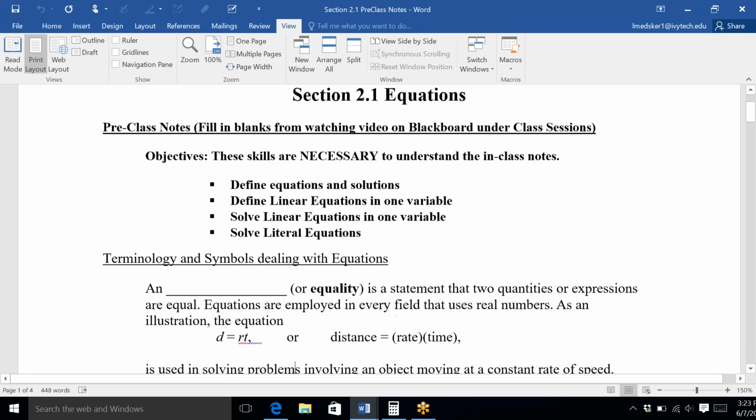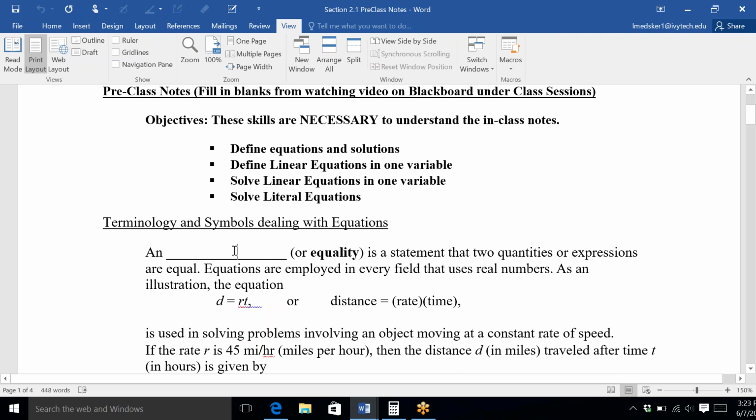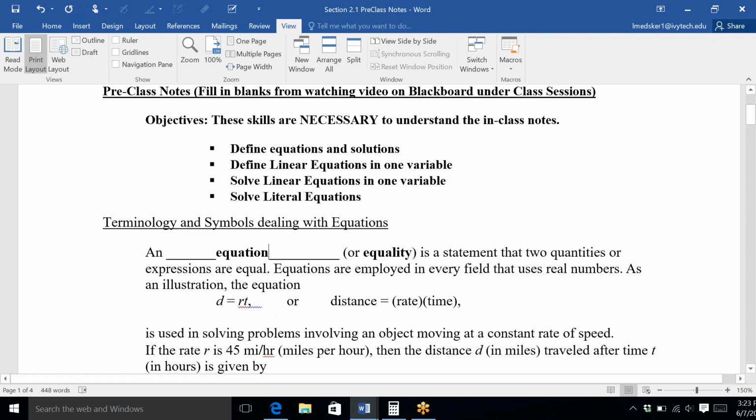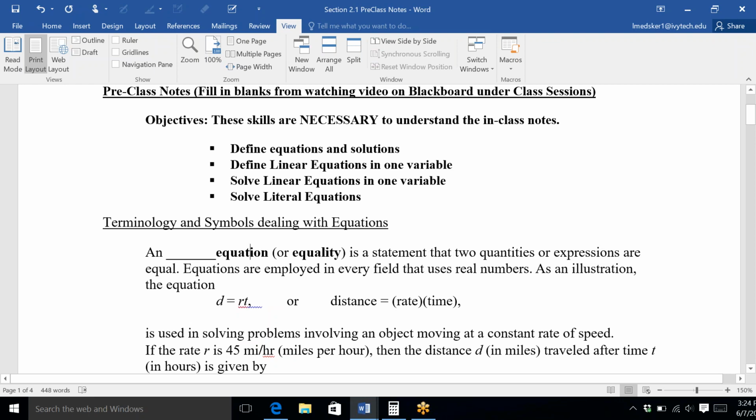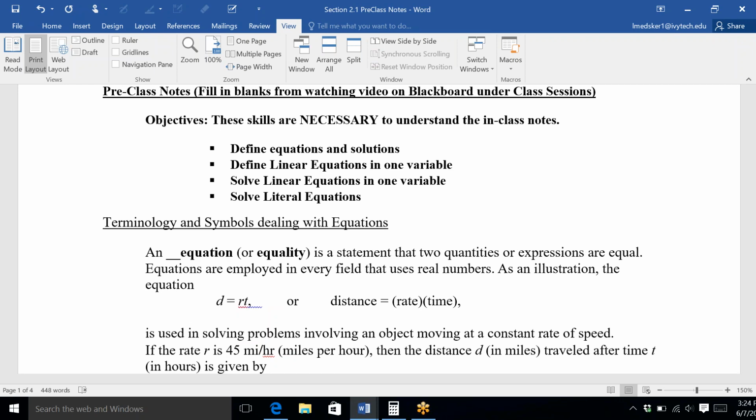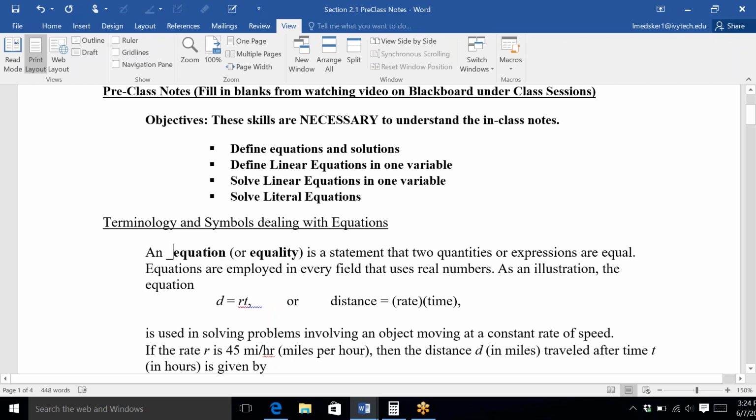So let's talk through some definitions. An equation or equality is a statement where two quantities or expressions are equal to each other. Equations are employed in every field that uses real numbers. As an illustration, here is a very typical equation slash formula that people use. Distance equals rate times time.